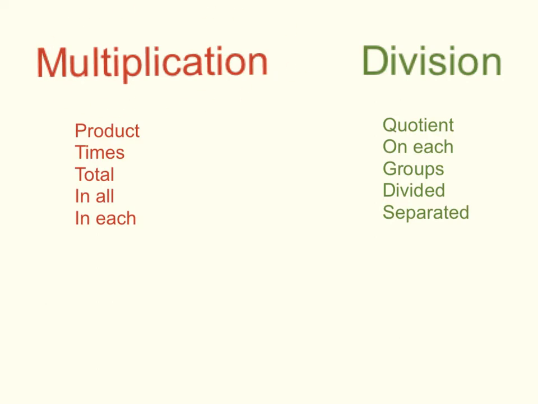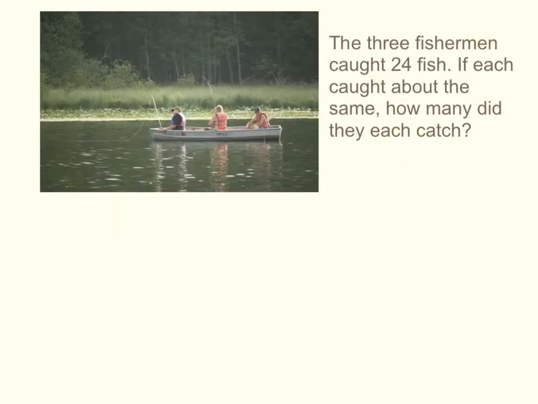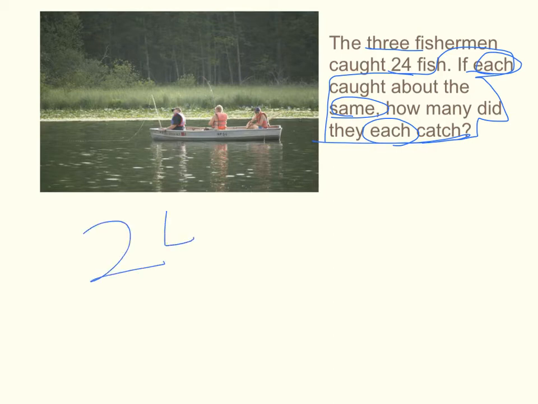So let's talk through some examples here. Our first example says the 3 fishermen caught 24 fish. If each caught about the same, how many did they each catch? So I'm going to underline and circle my keywords there. I see 3, 24, each is a clue word, same is going to be a clue word. Here's my question, so let me box it out. So I know that they have 24 fish total. That's how many they have in all. But I know it's not just one person who caught it, it said 3 people.